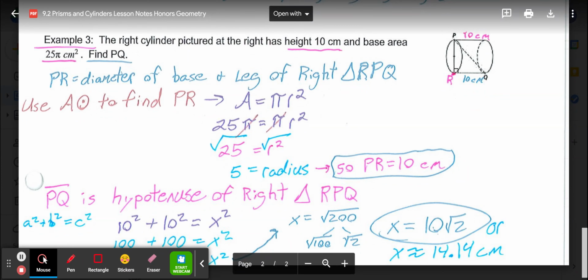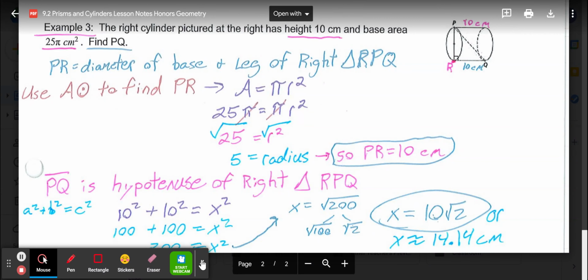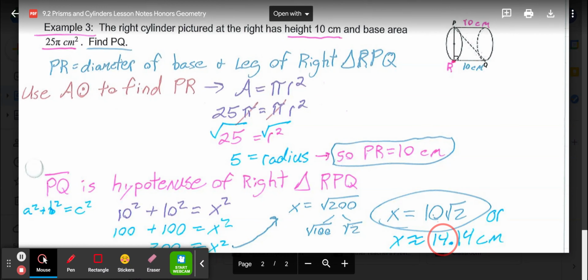So PQ is the hypotenuse of that right triangle. So we'll use the Pythagorean theorem, a squared plus b squared equals c squared, to find that distance of PQ. So 10 squared plus 10 squared would equal x squared. So 200 is x squared, meaning x is the square root of 200, which simplifies to the square root of 100 times the square root of 2, and the square root of 100 is 10. So that distance for PQ would be 10 square roots of 2, or approximately 14.14 centimeters.